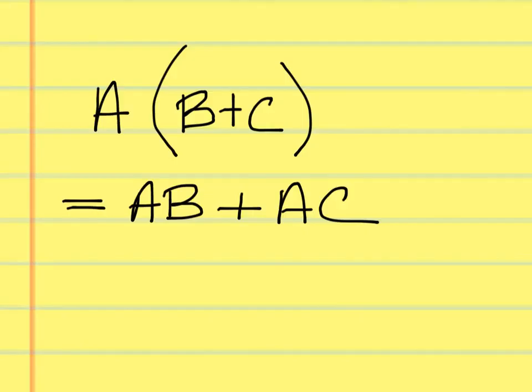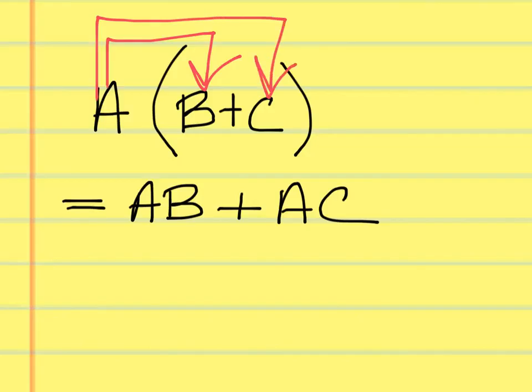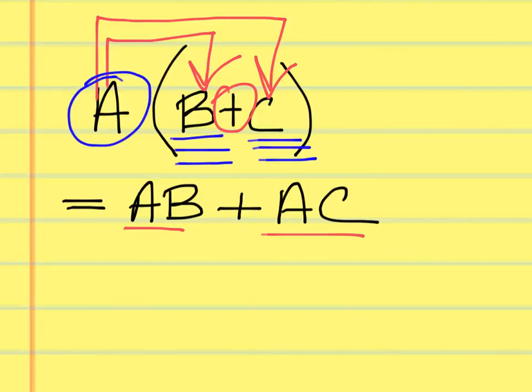That is because anytime you have an item up against a set of parentheses with nothing in between, that means it's multiplication. You can multiply A times B and A times C, keeping your sign from in the middle. So that's why we get AB plus AC. You multiply this by each item in there and keep the sign from the middle.